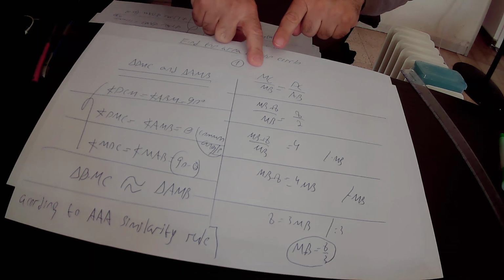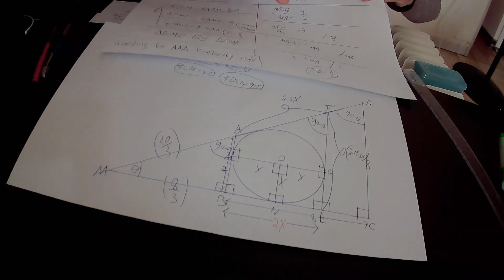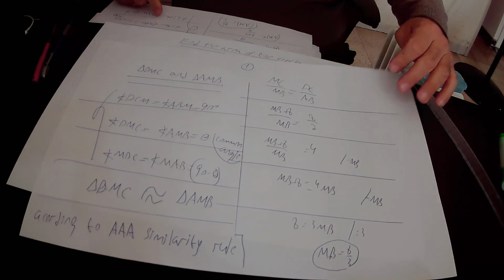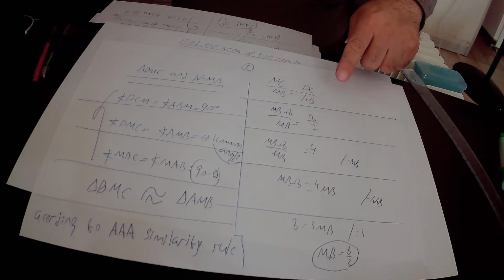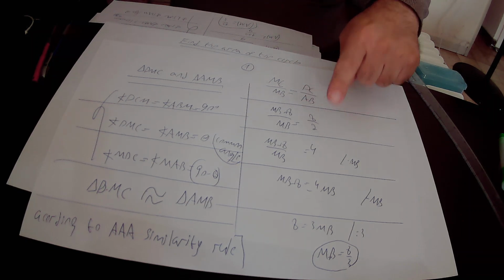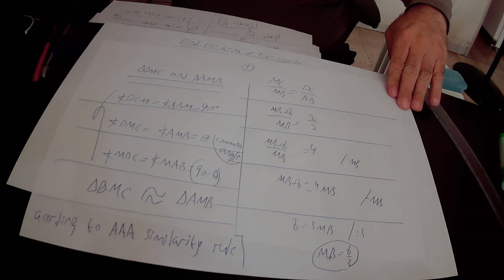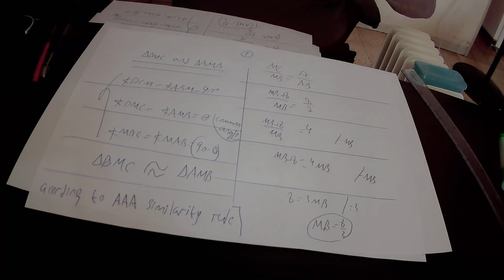So it is MB plus 8 over MB equals DC over AB. DC is 8 and AB is 2, so DC over AB is 8 over 2, which is 4. So MB plus 8 over MB equals 4. We multiply this equation by MB, and finally we found that 4 times MB equals MB plus 8.